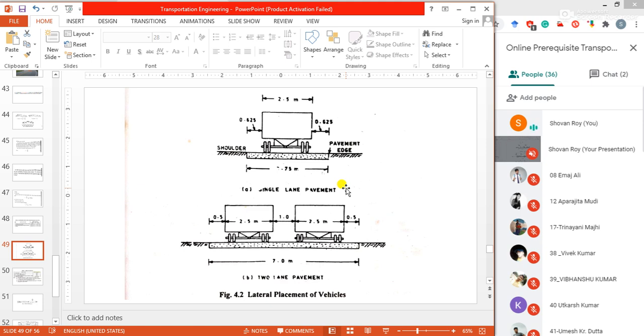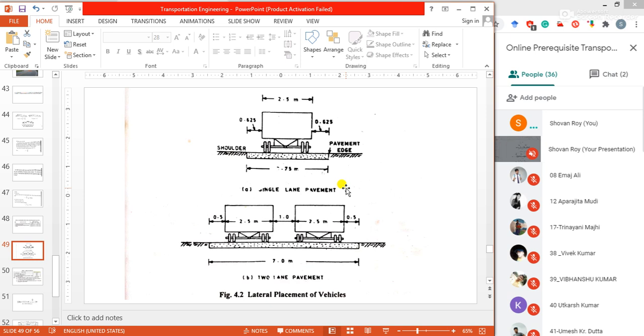When the side clearance is increased, up to a certain limit, there is an increase in the operating speed of vehicles. If side clearance is more, operating speed will increase, because you can operate the vehicle without tension. But when side clearance is less, operation of the vehicle is very difficult and you will feel some fear. When the clearance is maximum, you can easily operate your vehicle.